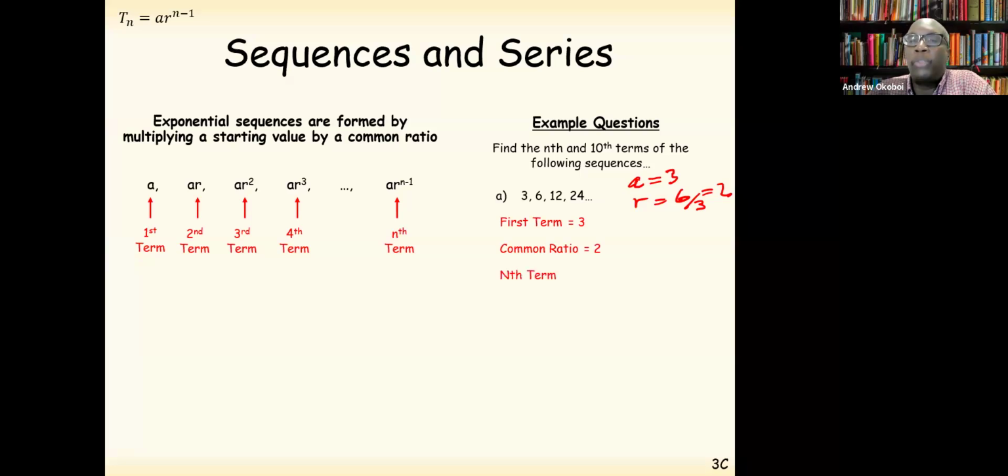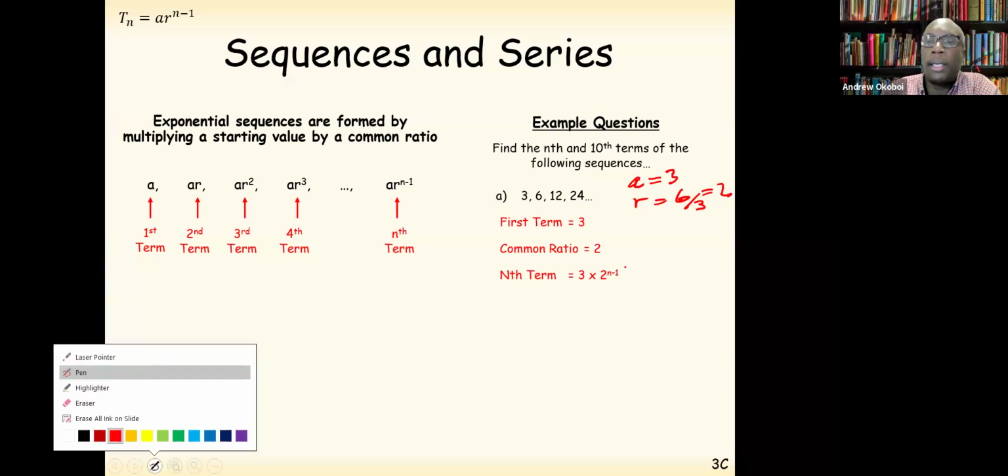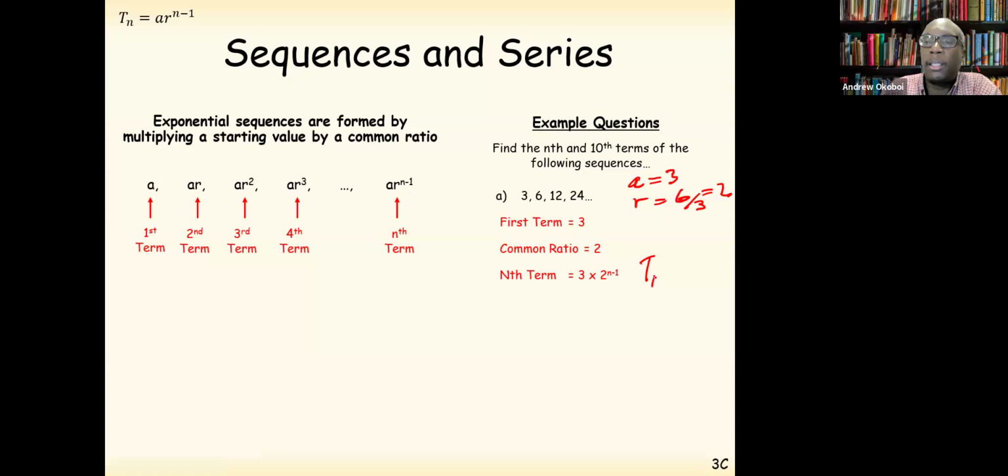Now for my nth term, I'm just going to plug the A and the R that I know into the formula. Tn equals AR to the power n minus 1. In this particular case, A is 3 and R is 2. Now, this is not 6 to the power n minus 1. This is 3 times 2 to the power n minus 1. So be careful when you do that.